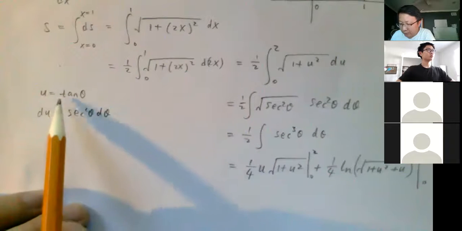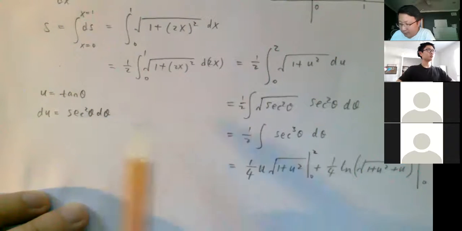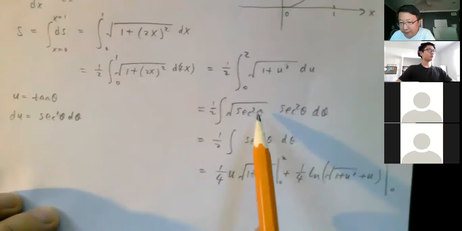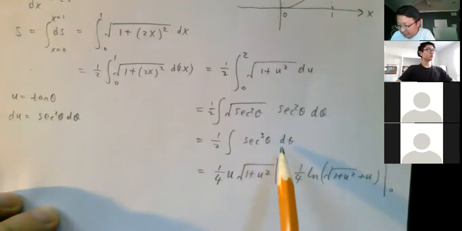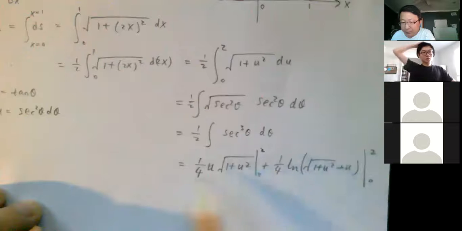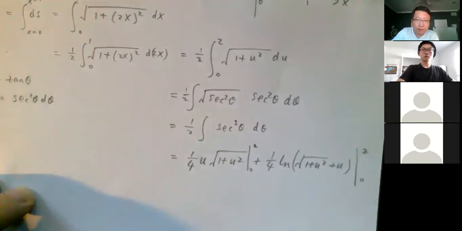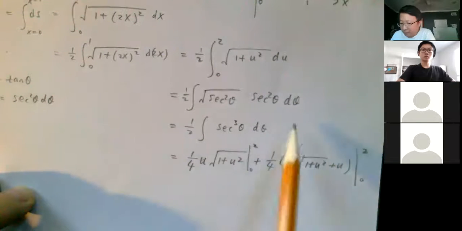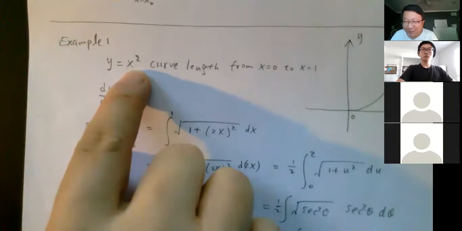So basically when u equals tangent theta, du equals this, and then put it back here, and it becomes the integral of secant theta cubed d theta. Eventually you can get there, but it's much more complicated. You see, you have a natural log function here, and it's harder to do the integral. Even though this one looks simpler in the beginning, it's harder.